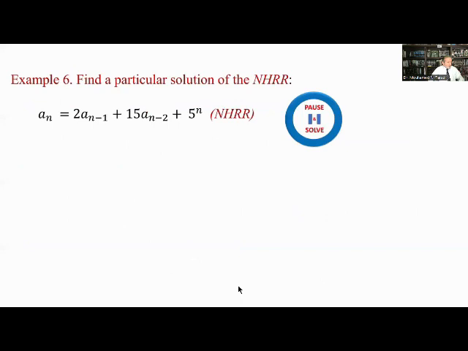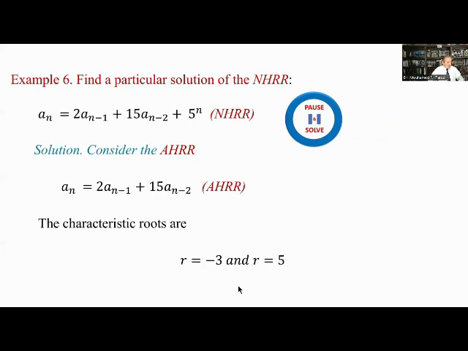Example number 6. I want you to pause the recording and look for a particular solution of the non-homogeneous recurrence relation. Just the particular solution. So, welcome back. Consider the associated homogeneous recurrence relation. That's this one here. We know the characteristic roots are -3 and 5 from the previous example. And that's important to notice here. I want you to notice this here and this here.